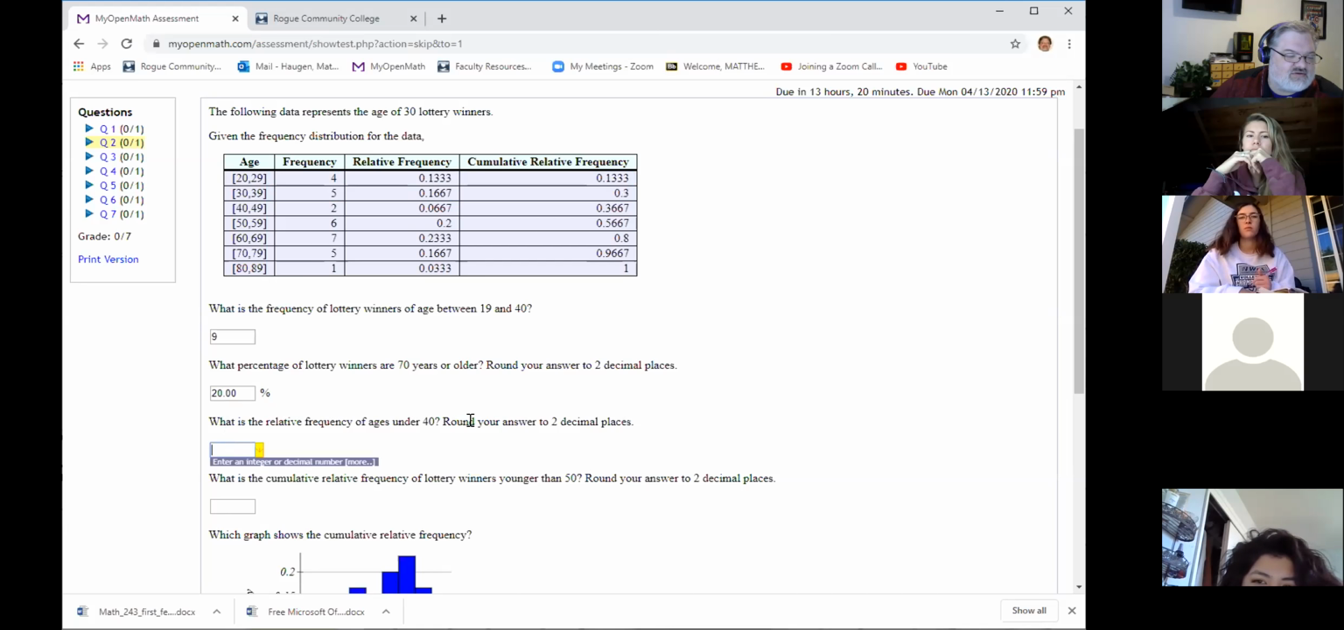So the relative frequency, that shouldn't be a percentage because it's not in percent notation. So it's just going to be the 0.3. It asked for 2 decimal places, so I'm going to give it the 0.30.